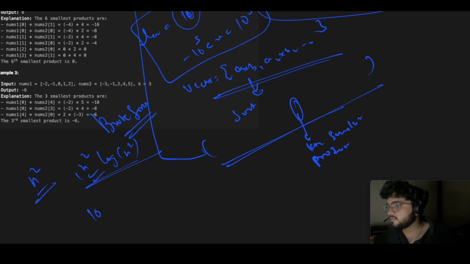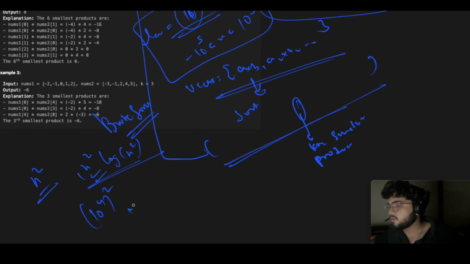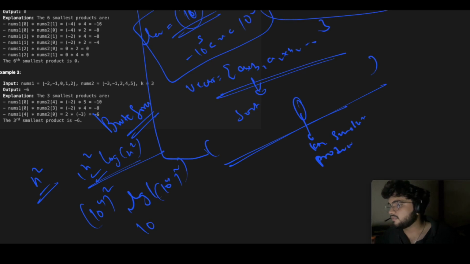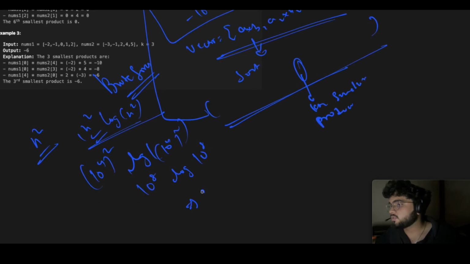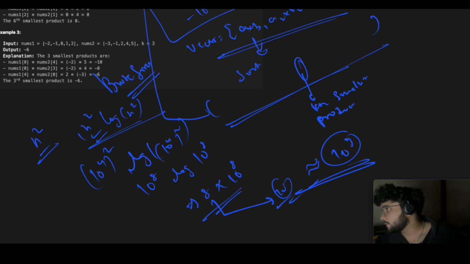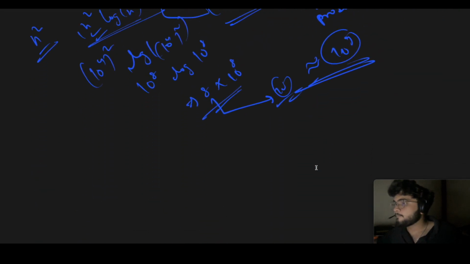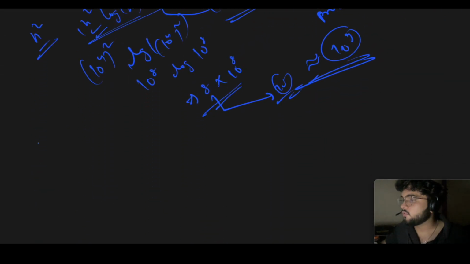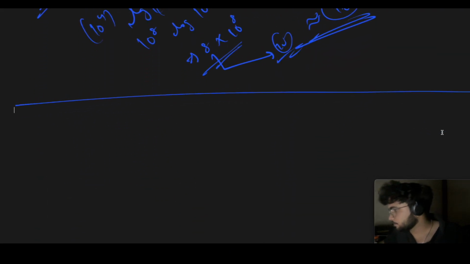And n is 10 raised to the power 4, so n square is 10 raised to the power 8, and we have log of 10 raised to the power 8. This is close to 8 into 10 raised to the power 8. 8 is pretty close to 10, so this is approximately 10 raised to the power 9, so definitely this will not be accepted. Okay, so now let's move towards the optimized approach.